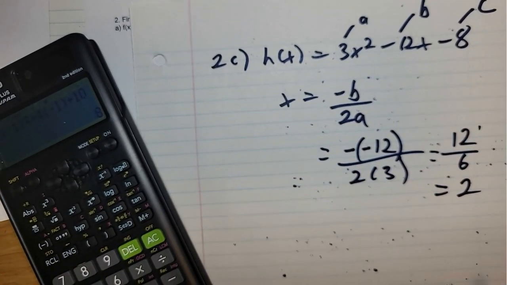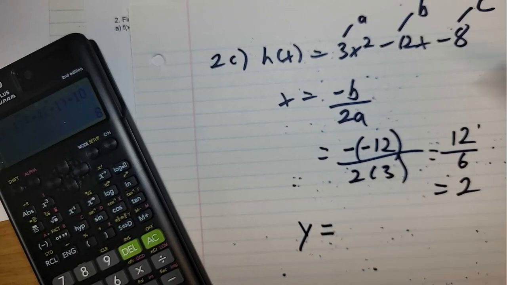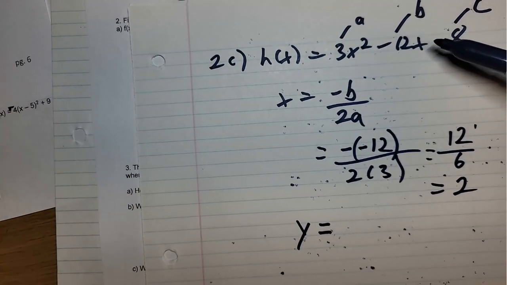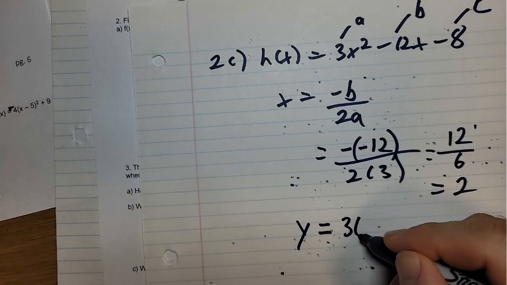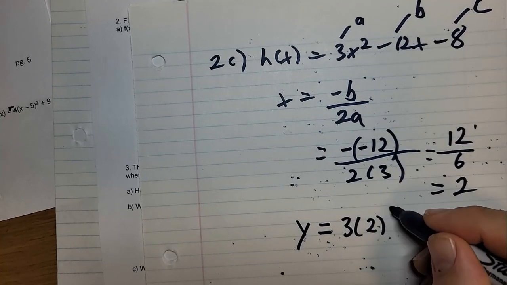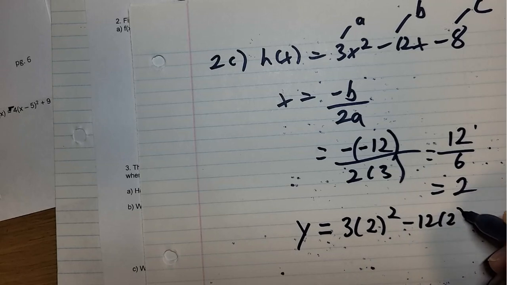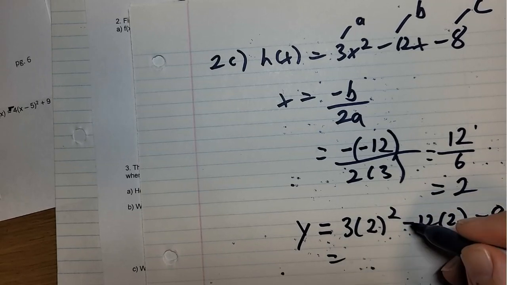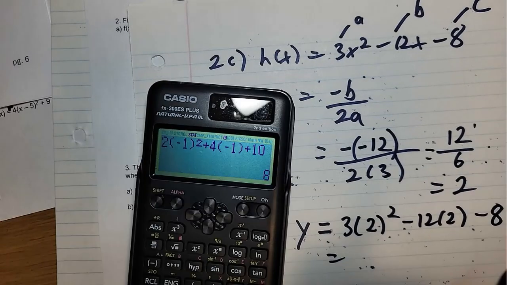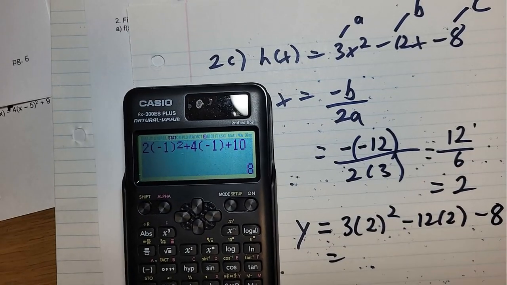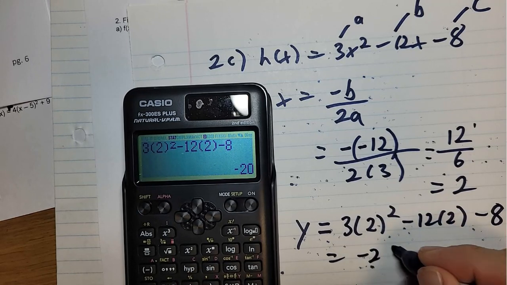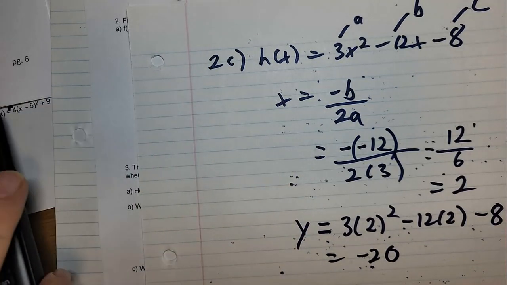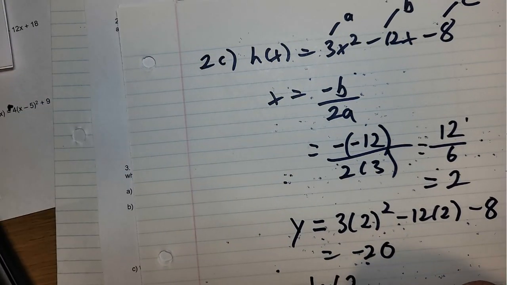Let's find the y by plugging it in. We plug the x into that equation: 3 times 2 squared minus 12 times 2 minus 8. Okay, let's use that calculator. We just plug in the 2 wherever the x was. 3 bracket 2 squared minus 12 bracket 2 minus 8 gives minus 20. So the vertex is 2 comma minus 20.